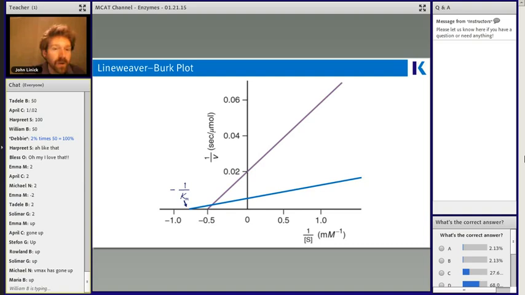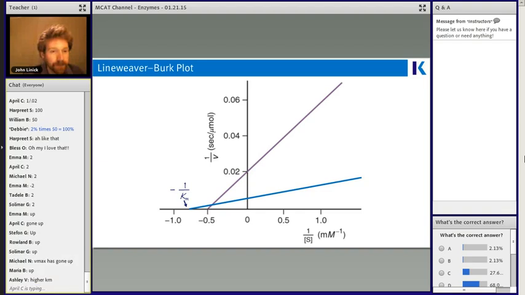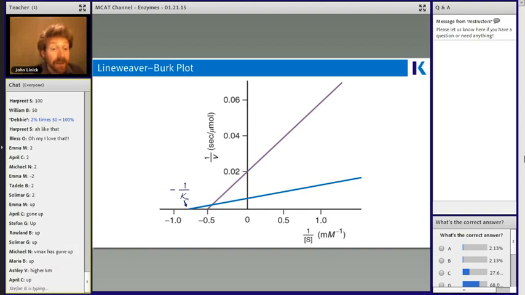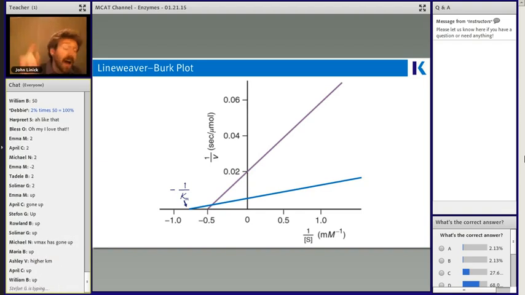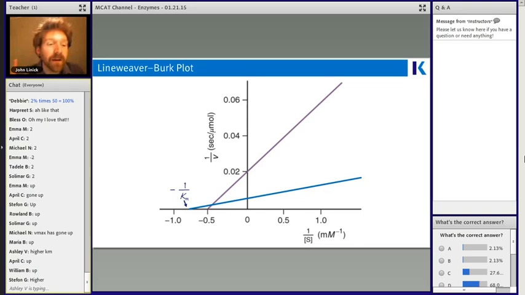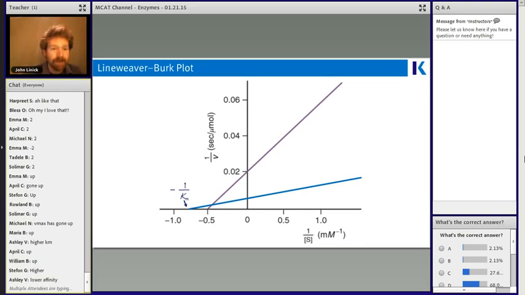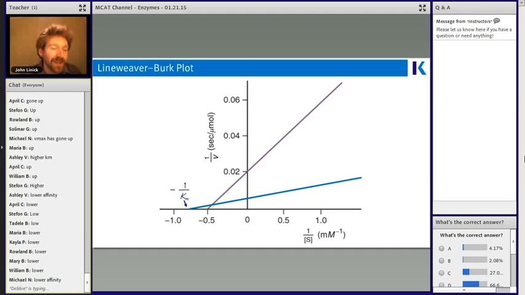How about here? So if your Km goes down, notice it's getting more negative. What does that actually mean about the reactivity then? It means it's a higher Km as well. And if you have a higher Km, what does that mean about affinity? Lower affinity. Perfect. You guys know your stuff.